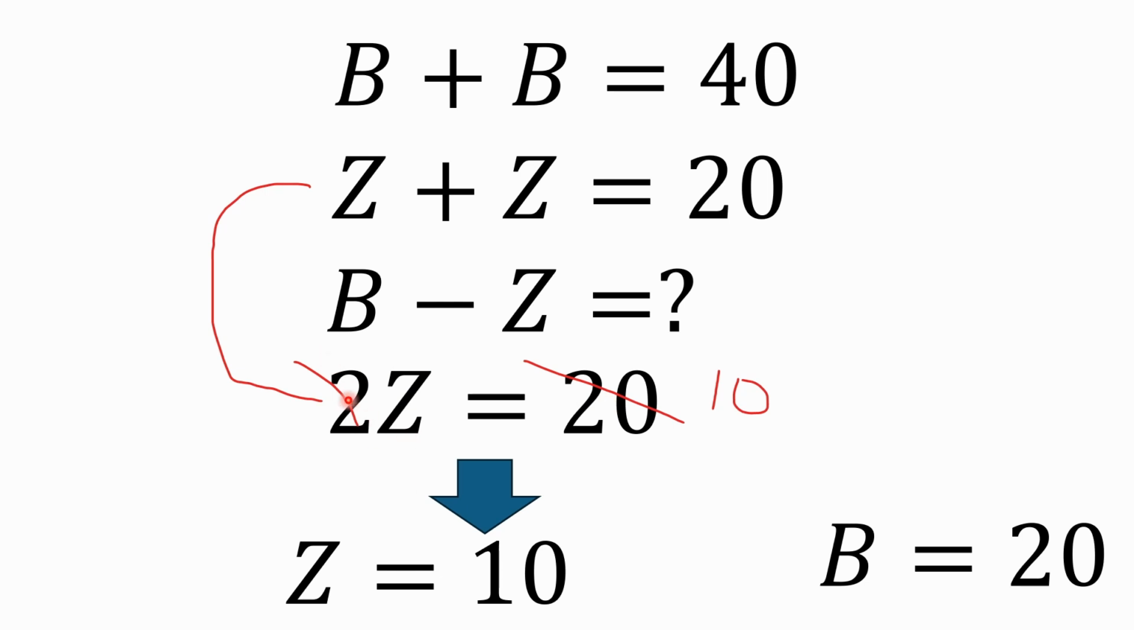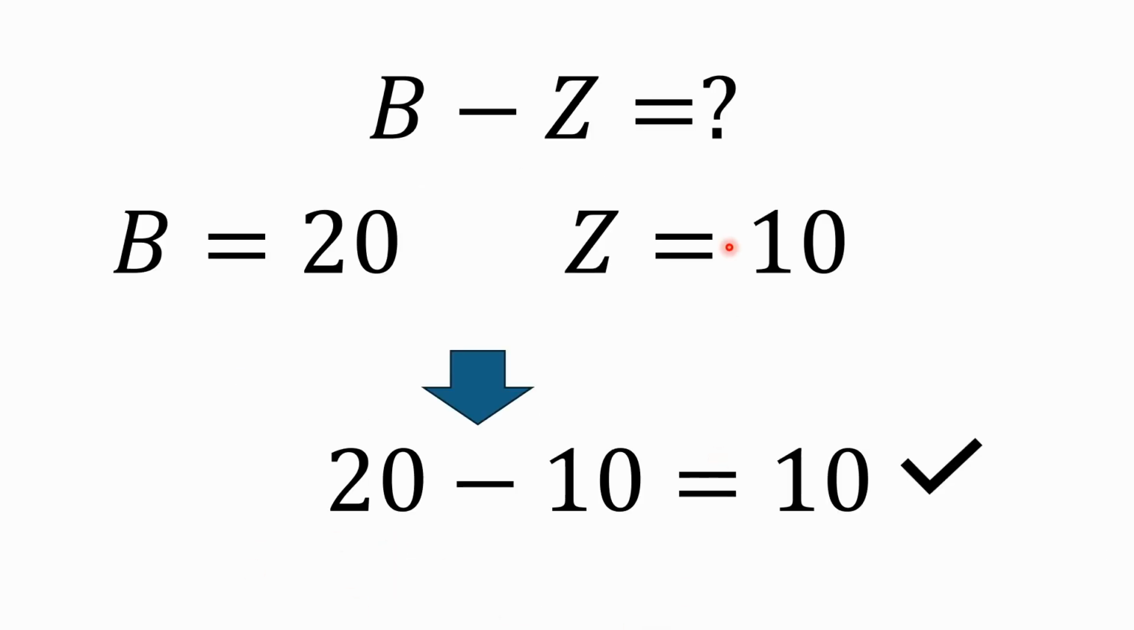Again, you can divide both sides by 2. The reason is we're trying to get z isolated by itself. And whatever you do on the left side of an equation, you have to do on the right side. So if we divide the left side by 2, we need to divide the right side by 2, which just leaves us with z equals 10. So just like that, we know that b is equal to 20 and z is equal to 10.